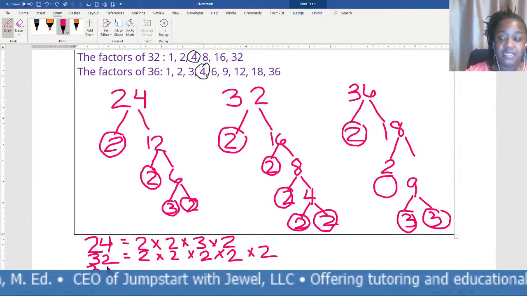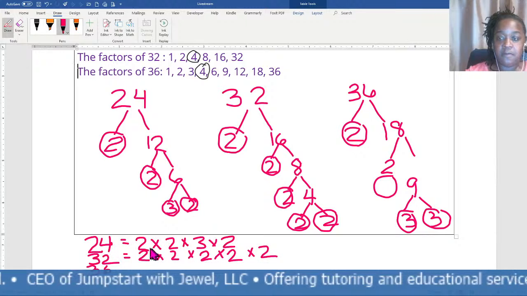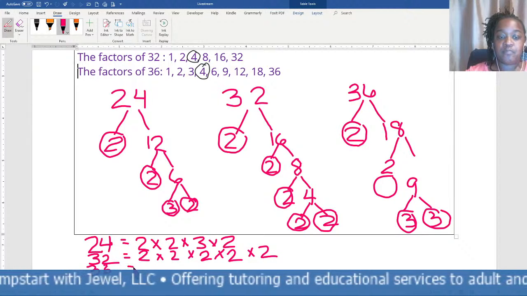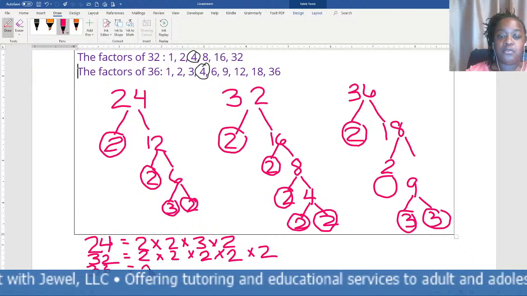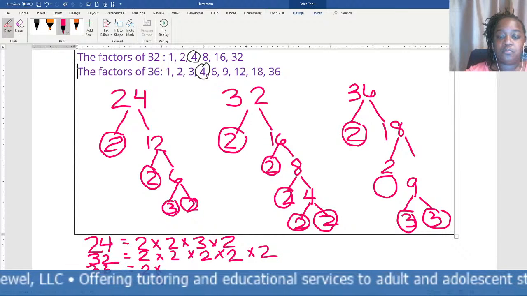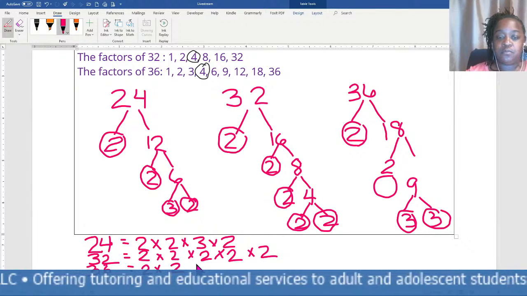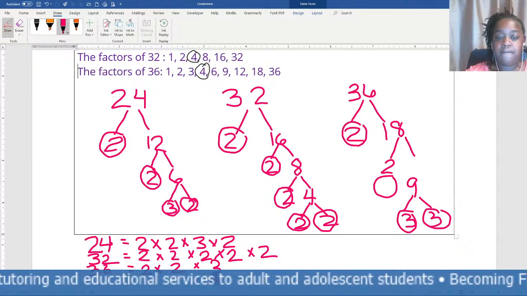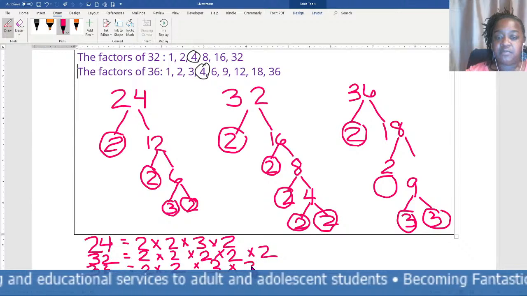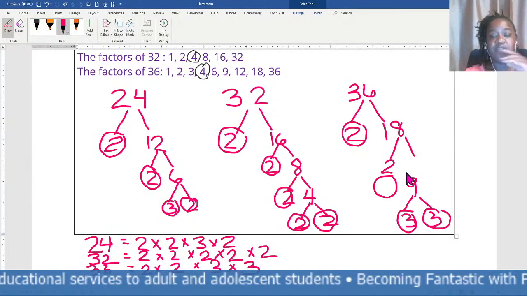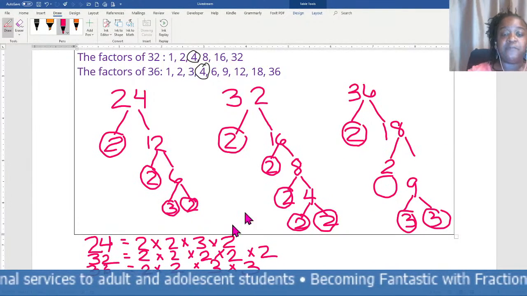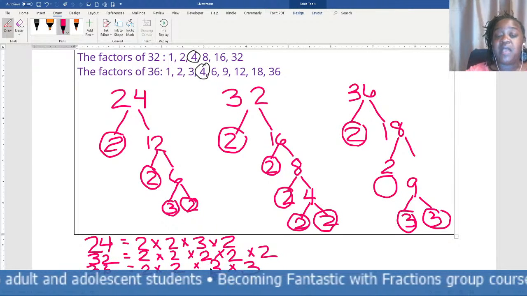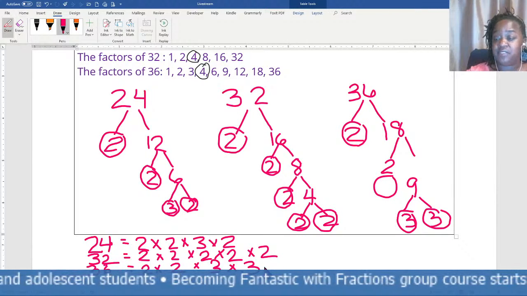And last but not least is 36. 2 times 2 times 3 times 3. For some reason, something jumped on my screen and something moved over here in 36. So 2 times 2 is 4. 4 times 3 is 12, and 12 times 3 is 36.